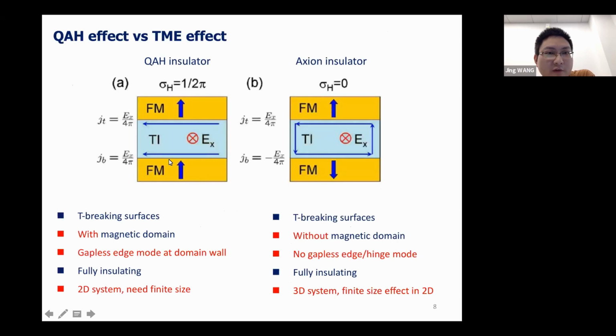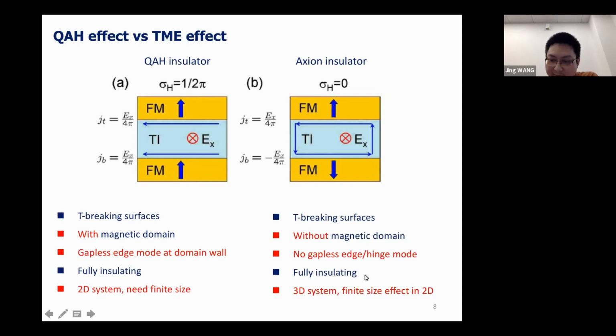So let's give a brief comparison between the quantum anomalous Hall effect and the topological magneto-electric effect. For the quantum anomalous Hall effect, you get parallel ferromagnetization on the top and bottom surfaces, and both of them give you 1/2 of the Hall conductance. In total, you get a chiral edge mode with Hall conductance plus 1 or minus 1. You get T-breaking surfaces, and the gapless chiral edge mode resides on the domain wall boundary, which in this case is on the side surface. And you also get a fully insulating state in a 2D system. But for the axion insulator, you get this anti-parallel configuration where the Hall conductance is zero. You also get T-breaking surfaces, but there is no magnetic domain because the surface normal is always parallel to the magnetization direction. Then there is no gapless edge or hinge mode, so it is also fully insulating. It is quantized in 3D, but in 2D you have the finite size effect where theta deviates from pi.